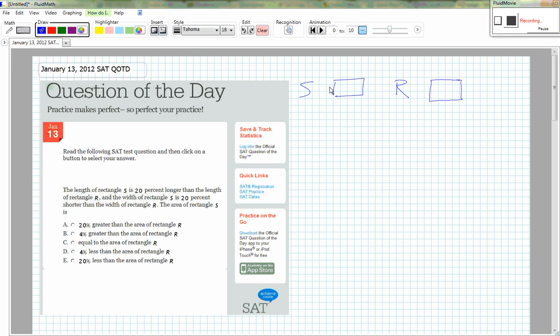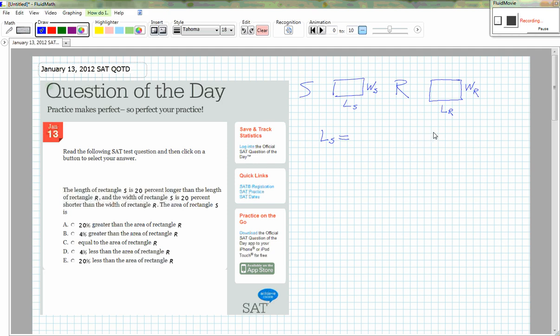So let's say the length of rectangle S, L of S and L of R, trying to keep the length with the letter L, and the width of rectangle S, W of S, W of R. And all you have to do is convert the words in the question to an equation. So, the length of rectangle S is 20% longer than the length of rectangle R.